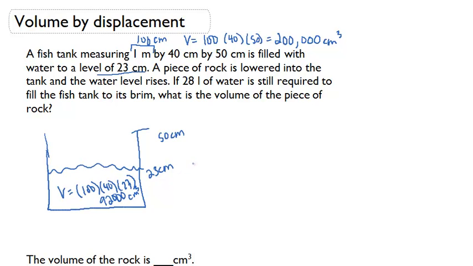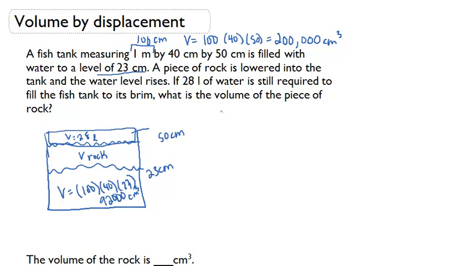So now we have our piece of rock. A piece of rock is lowered into the tank and the water level rises. So here our water level is going to rise to some height that we don't know. If 28 liters of water is still required to fill the tank, that means that right here, this volume is 28 liters. So we need to figure out what this volume is so that we can figure out what the volume is of this stone. That's this part right here, or I should say the volume of the rock.